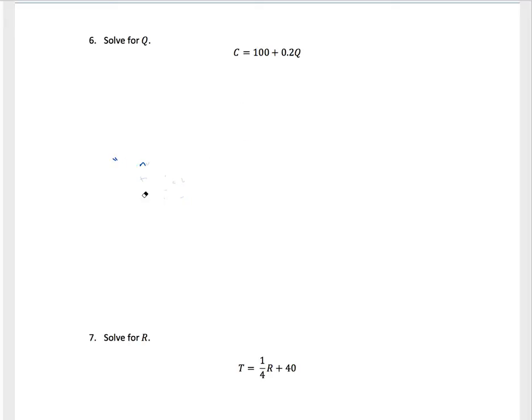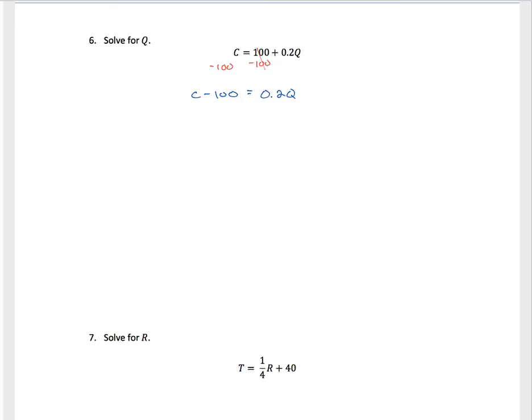Okay, so let's solve for q. I'm going to keep q on the right-hand side of the equation here, so that means I need to move this 100 over to the left-hand side of the equation. So to do that, I'm going to use inverse operations. Okay, 100 minus 100 cancels out. That becomes 0 on the right-hand side, leaving us with 0.2q on the right-hand side. And then notice on the left, I can't combine c with negative 100 because they are unlike terms. So on the left, that just leaves us with c minus 100.